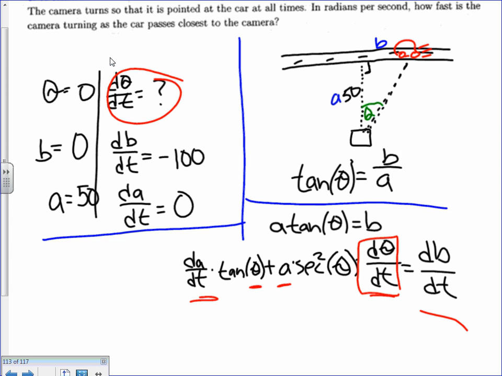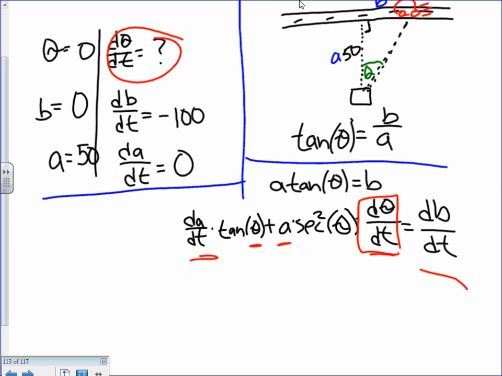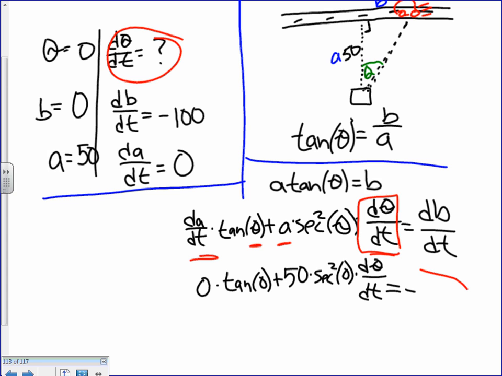Yes, I have a dA dt. I look at my chart. Yes, I have a theta. Yes, I have an A. Yes, I have a dB dt. So I'm going to go ahead and plug those values in here into my problem. So dA dt becomes 0 times tangent of 0 plus, now A is 50 times secant squared of 0 times d theta dt equals, and dB dt is negative 100.